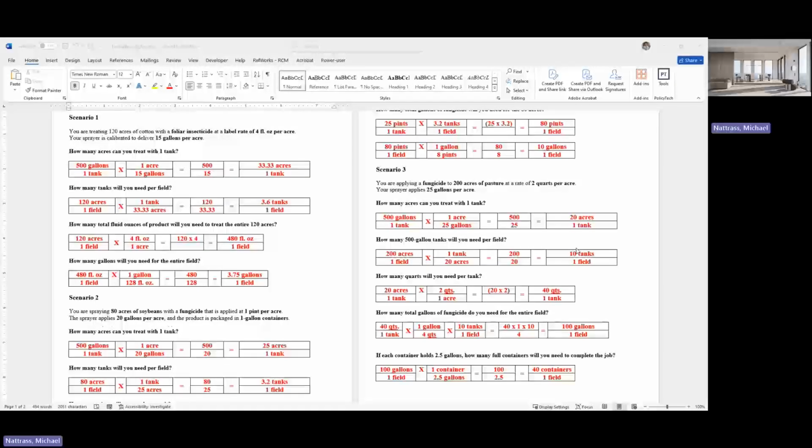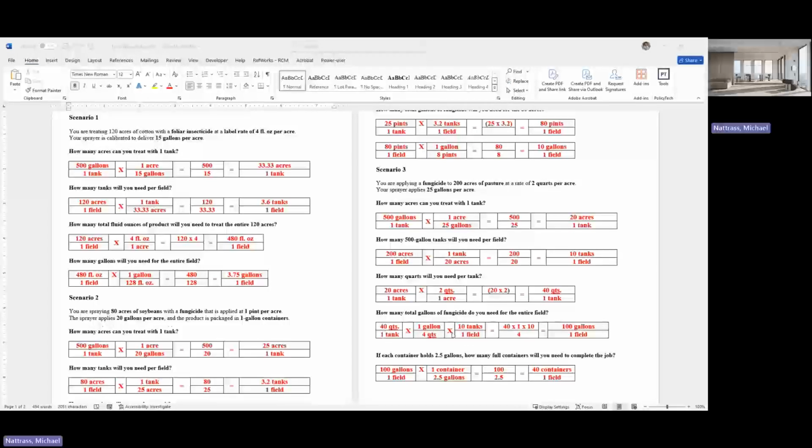Next, how many quarts will you need per tank? We know that we get 20 acres per tank, 2 quarts per acre. 20 times 2 means 40 quarts per tank. Let's convert quarts to gallons. We have 40 quarts per tank times 1 gallon equals 4 quarts. And we know that we need 10 tanks per field.